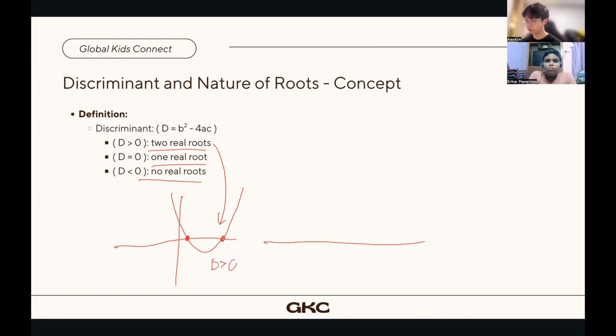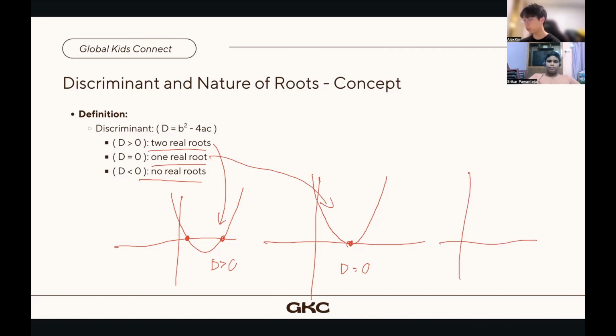However, there are also parabolas that touch the x-axis and then come back up, so that there's only 1 point of contact. This is the case when the discriminant is equal to zero and there's only one real root. Our third example is when the parabola doesn't touch the x-axis. This is when there are zero solutions, when the discriminant is less than zero.